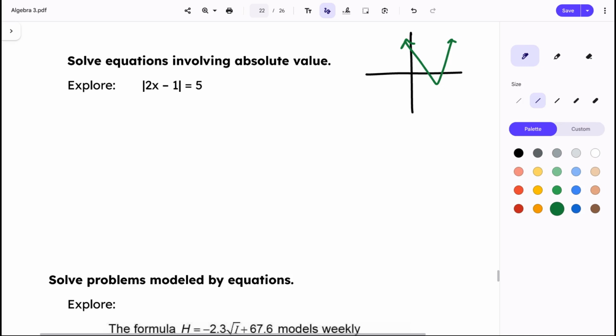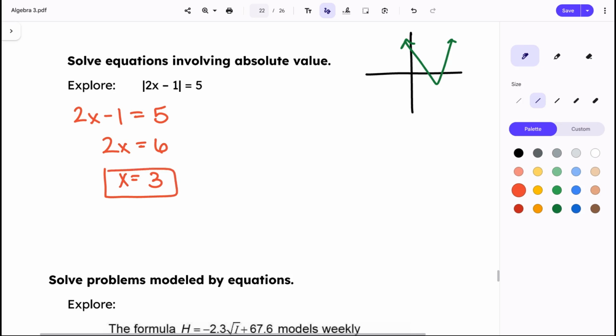The first one is exactly how it appears. You just take everything, but you drop the absolute value bars. So 2x minus 1, you set that equal to 5. Let's go ahead and solve this. What would you guys do first? So I have 2x equals 6, and then what? And we get x equals 3, okay?